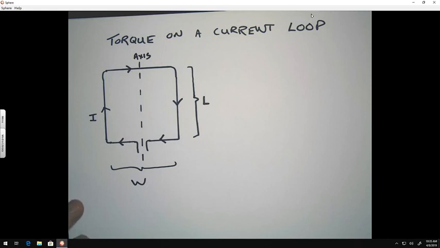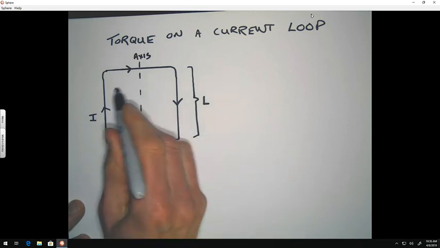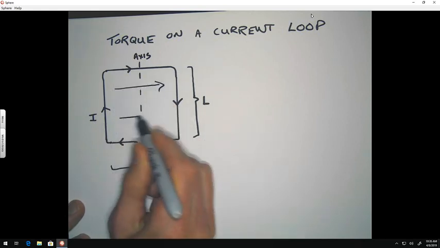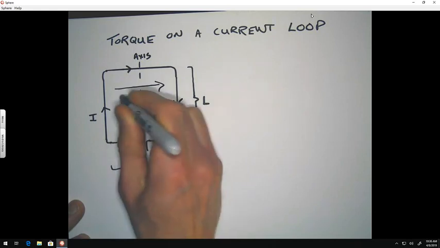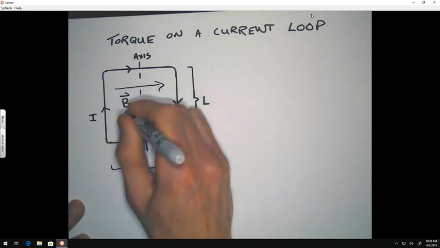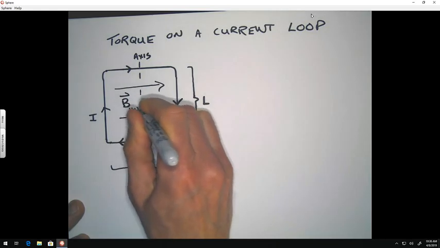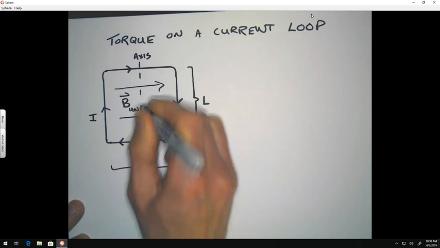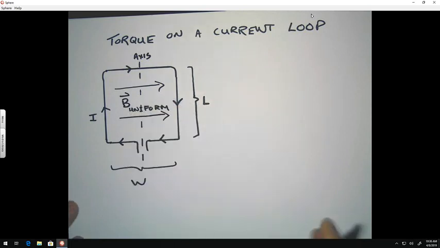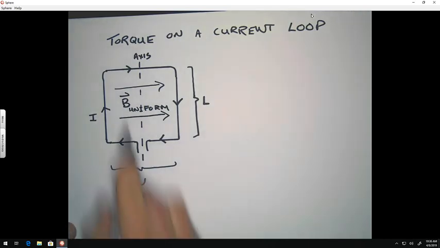Okay, and the last thing we're going to do here is put a uniform magnetic field into the picture, and we're going to make that magnetic field go from left to right. And I'll just draw two field lines there, but the idea would be that the field is filling up the whole page, and it's nice and uniform, meaning it's just going from left to right. Okay, it's heading to the right.